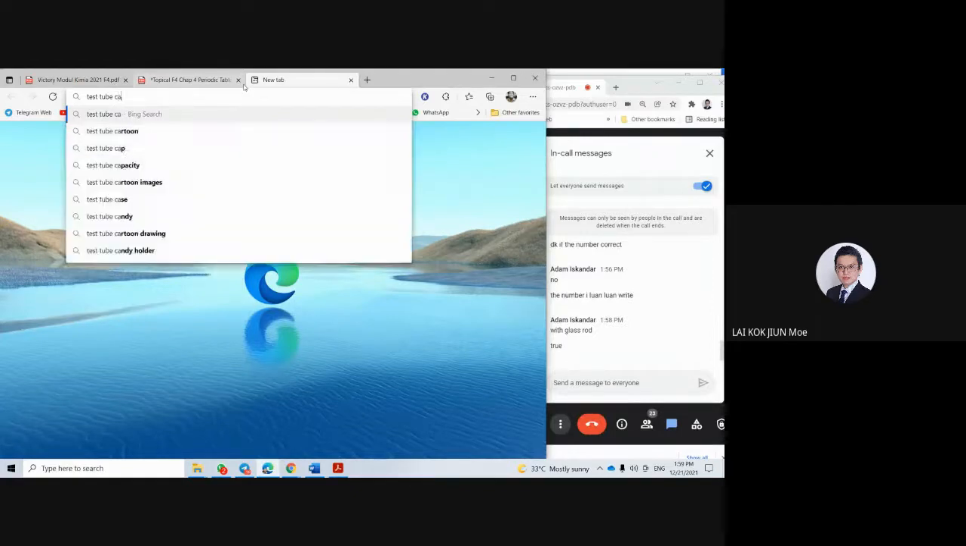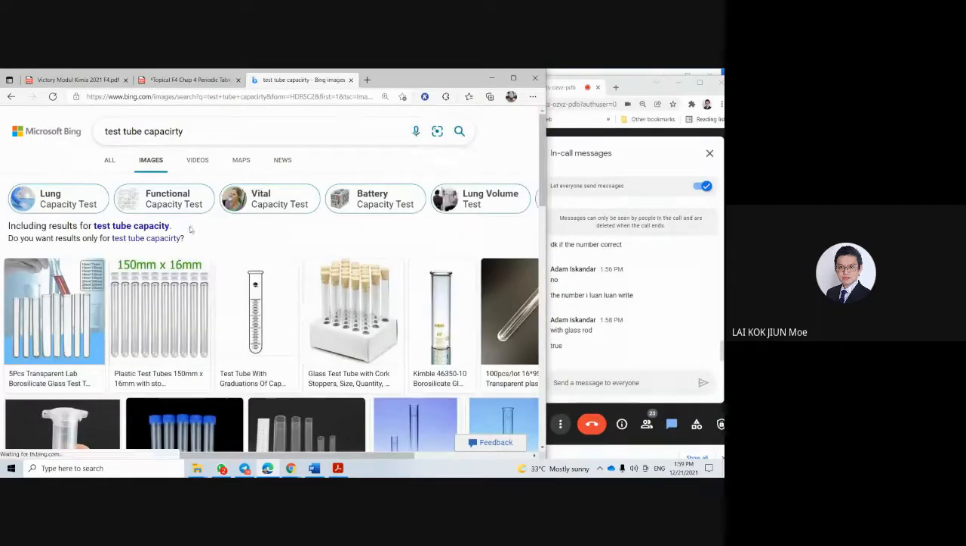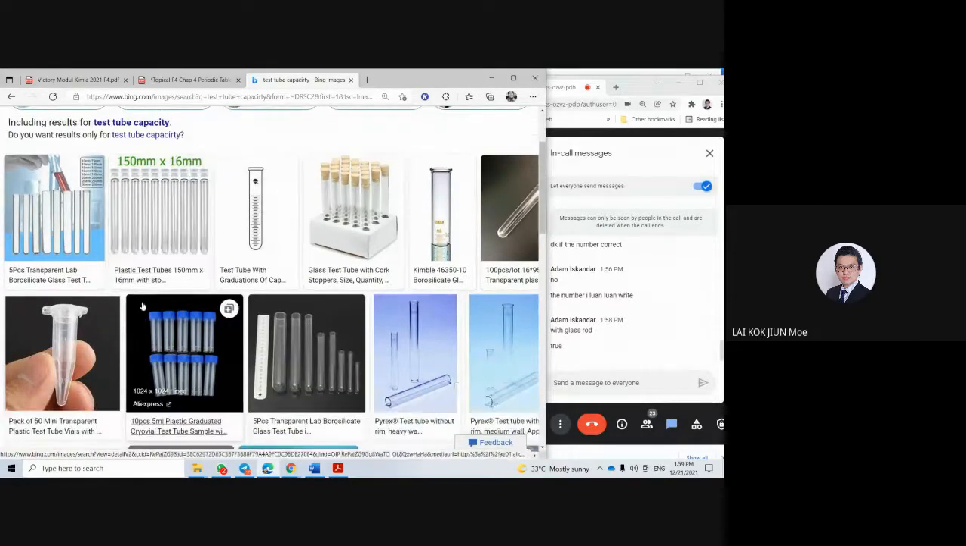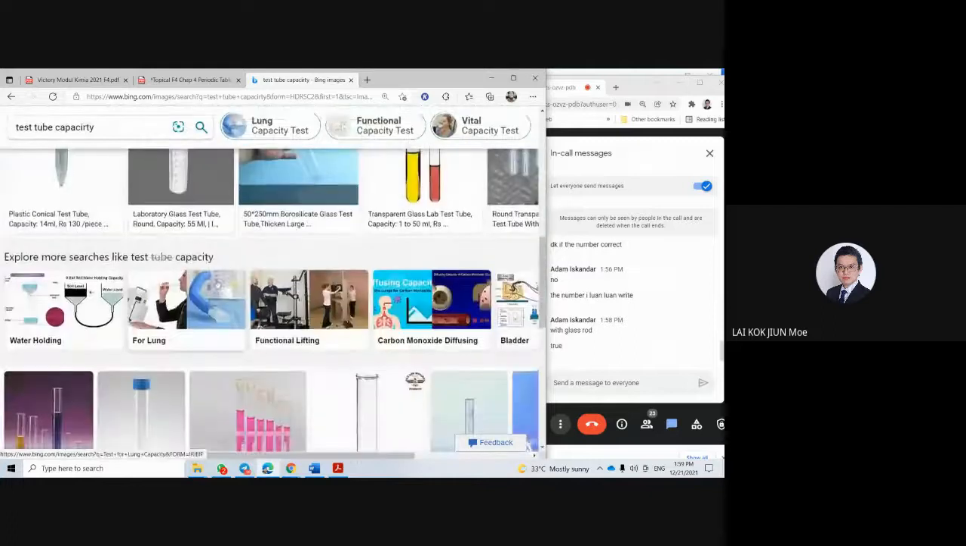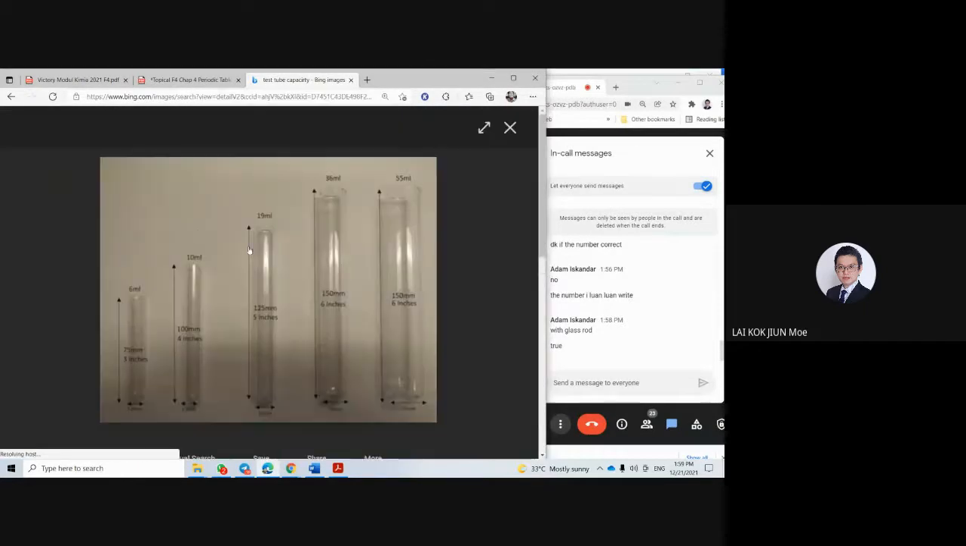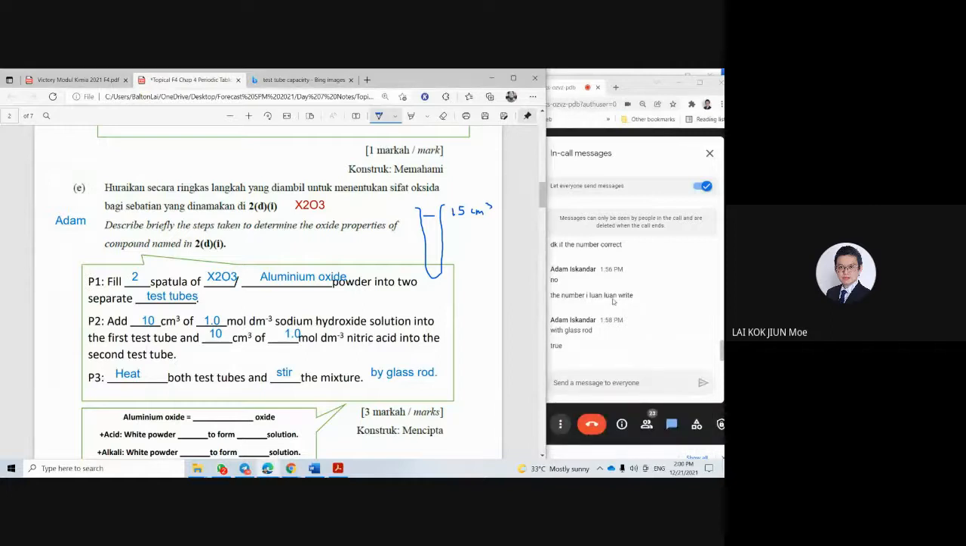Test tube capacity. Okay, I let you all see the test tube capacity. Normally it is around 15 or 16 cm already. Cannot be more than that. Try not to go more than that. You see this is a small test tube. The normal one, you see, is very small, 10 ml only. There are different sizes now. So you had better reduce a bit.